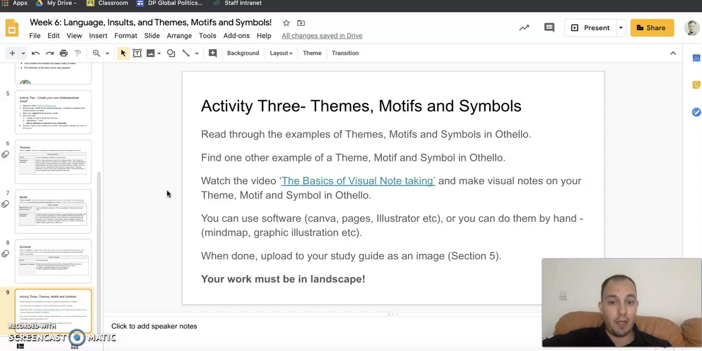You can do this as a mind map. You can do it almost as a graphic novel. Whatever works for you. And when you're done, take a picture of your image or upload it as a JPEG to your study guide in section 5. The only thing I'm going to say, your work has to be in landscape because obviously your Google Slides are in landscape. So I would encourage you, get off your computer, do this by hand. Okay?